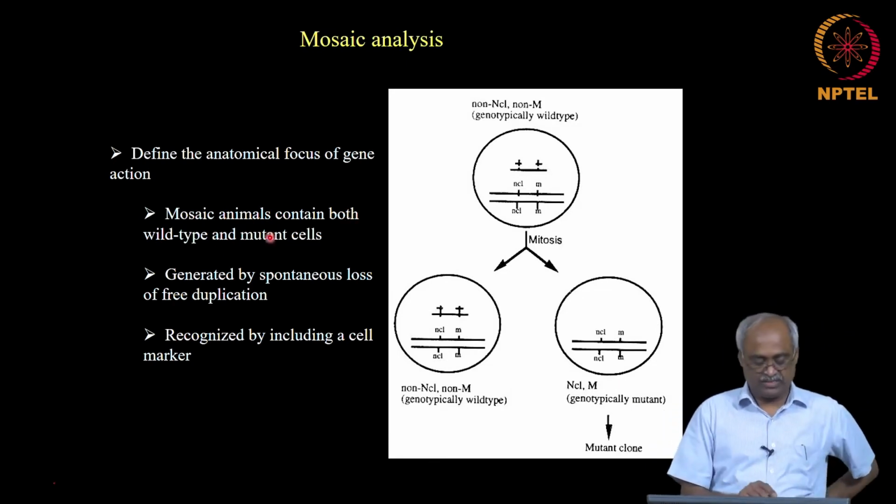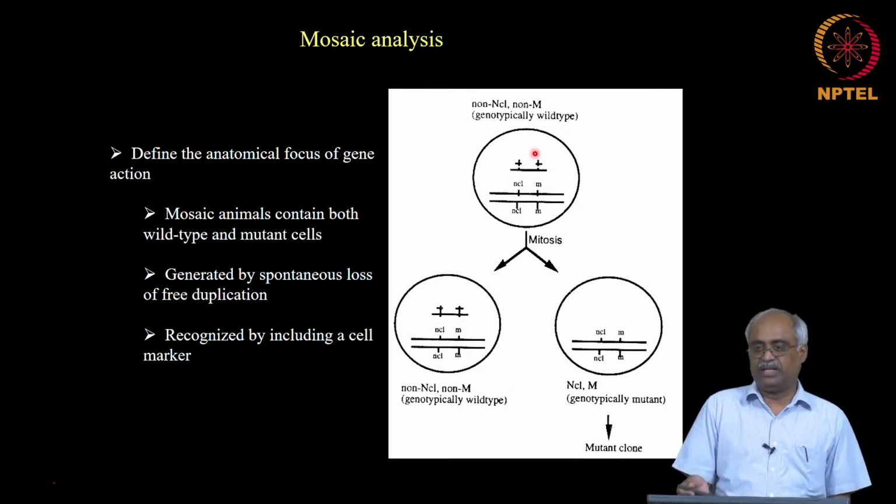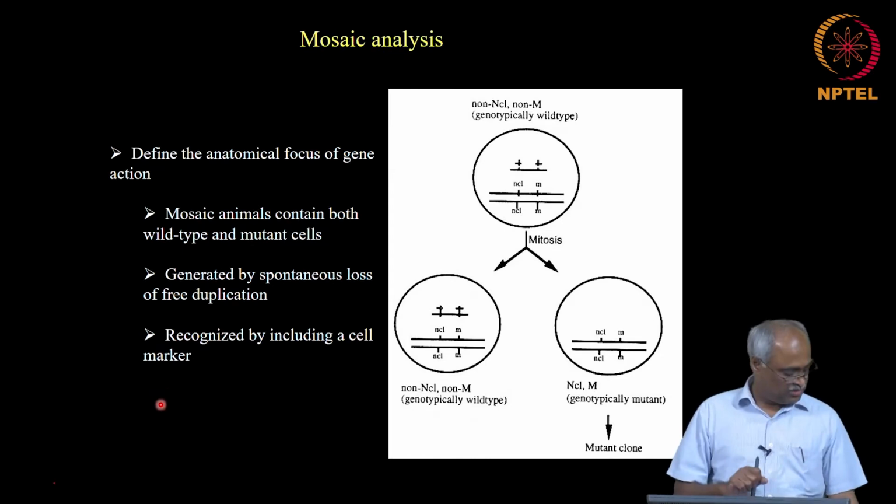So, mosaic animals contain both wild type and mutant cells, so that has become clear, I guess. They are generated by spontaneous loss of a free duplication, in this particular example. So, they are recognized by including a cell marker. Here, that is the nucleolus size regulator.